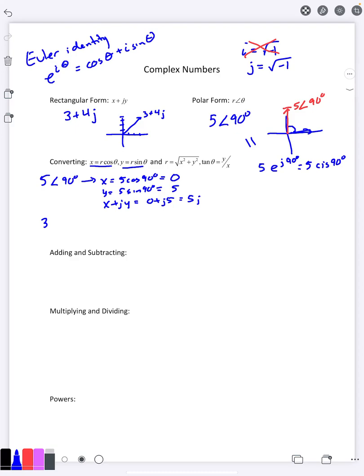On the other hand, if you have 3 plus 4j and you want to convert it, you can find the r without too much trouble. 3 squared plus 4 squared is going to work out to be 5. And then you have tangent theta is y over x, 4 over 3. Now here's the problem. First off, it's not going to be a particularly nice angle here, because 4/3 is not the tangent of any of the nice points on the unit circle.